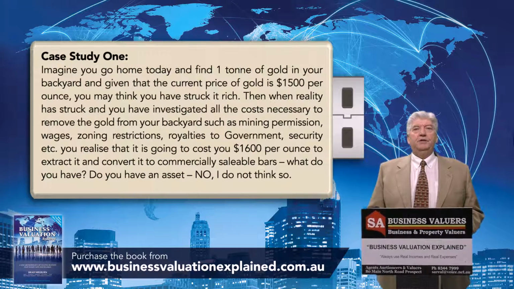Couple of case studies. Imagine you go home today and you find 1 tonne of gold in your backyard. And given that the current price of gold is $1,500 an ounce, you may think you've struck it rich. Then reality strikes and you have investigated all the costs necessary to remove the gold from your backyard, such as mining, government permission, wages, zoning restrictions, royalties, security, and you realise it's going to cost you $1,600 an ounce. What do you think you have? Do you have an asset? No, I do not think so.